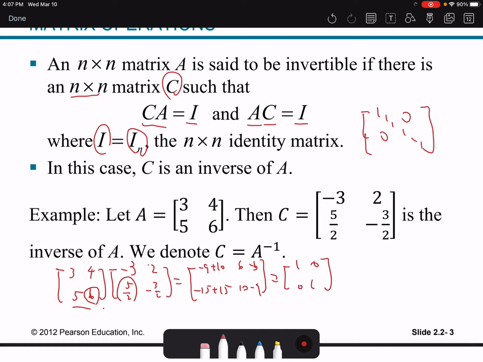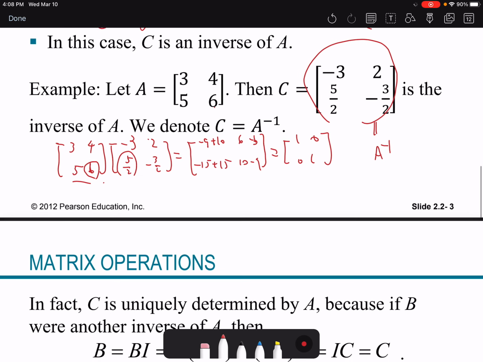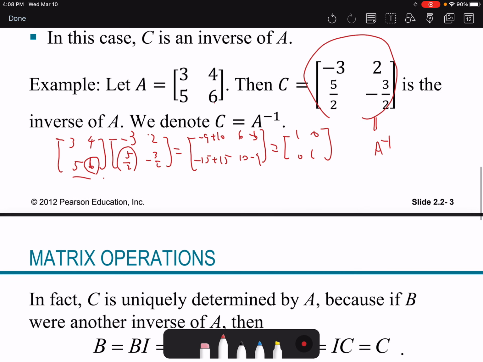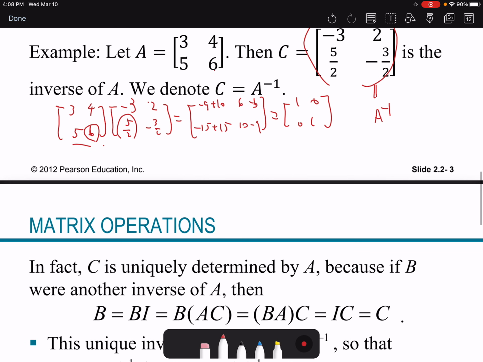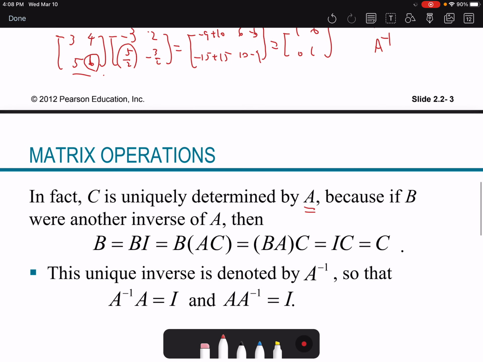You can reverse them. You can use this matrix times A, C times A, and you should have the same result. As a result, we call C the inverse of A. In fact, this inverse matrix is unique, determined by A. So if a matrix has an inverse, it is unique. There is only one inverse matrix. So this unique inverse matrix, multiplied on either the left-hand side or the right-hand side, always gives the identity matrix.